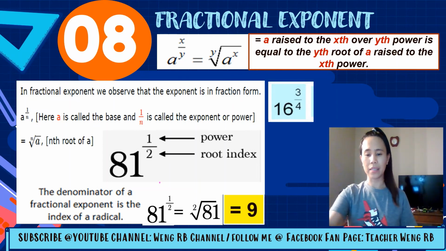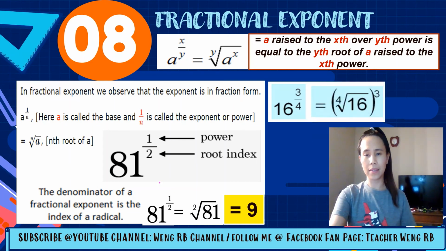Let's have another example, and that is 16 raised to the 3/4 power. So remember that the 16, which is the base, goes inside the radical sign, and you have to use 3 as the power. And the 4 will be your index. And it will look like this. So the 4th root of 16 raised to the 3rd power. So notice that we have put the 3 as the power, and then the 4, which is the denominator, as the index. All right? So I hope you get that.